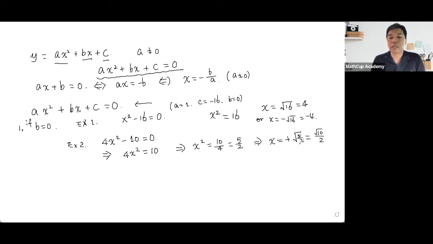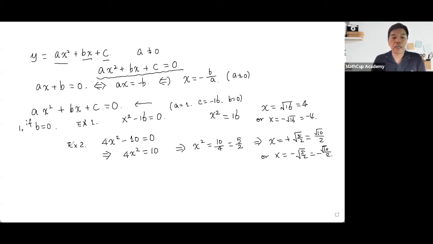Inside the square root, we're going to multiply 2 to the numerator and denominator at the same time, which now lets us pull the perfect square in the denominator out of the radical. So we get square root 10 divided by 2. Or we have the negative root of 5 over 2, which equals negative square root 10 over 2.